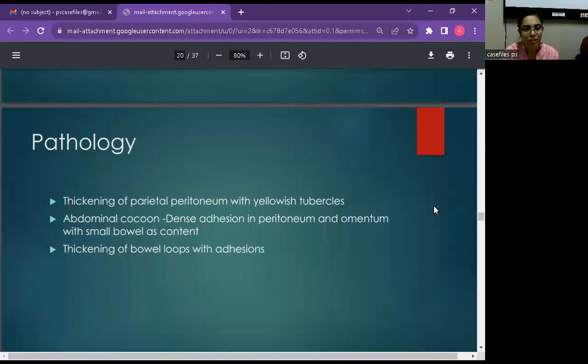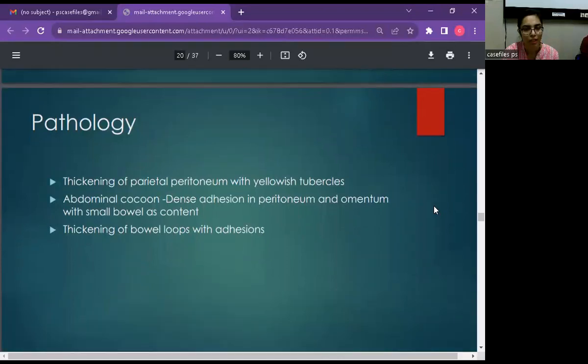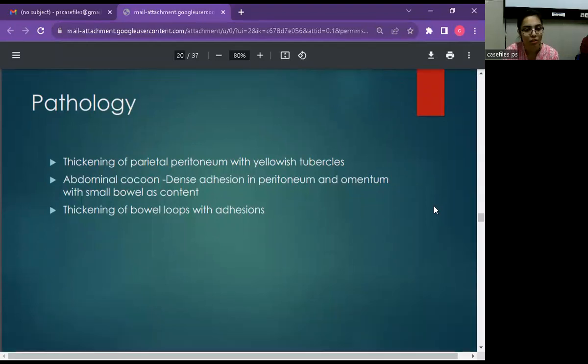In the pathology, there is thickening of the parietal peritoneum with yellowish tubercles, and the abdominal cocoon is present, which is dense adhesion in the peritoneum and omentum with small bowel in contact. The thickening of bowel loops causes adhesions.